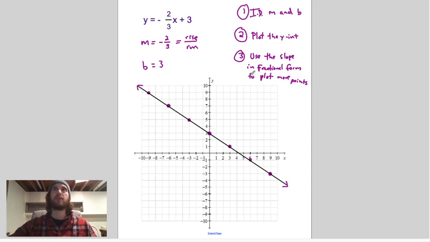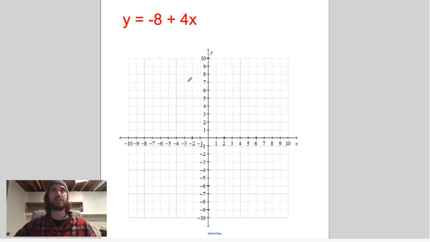Okay, so again, identify m and b, plot the y-intercept, use that as the starting point, make sure you have your slope as a fraction, and use that as a pattern to put the rest of the points. Let's do some more examples. I'm not going to write the steps this time. Switch into red.